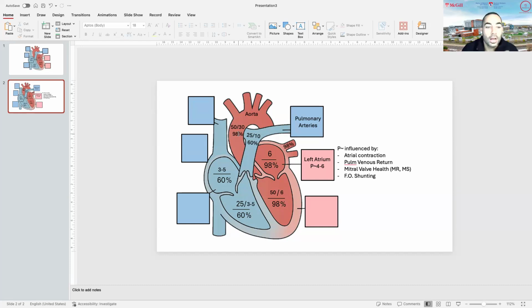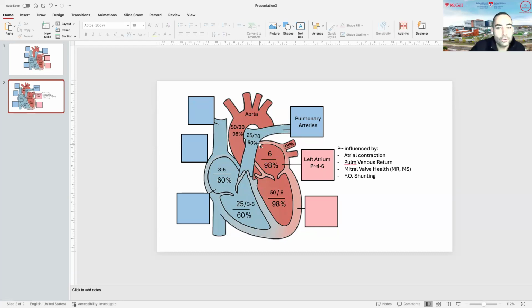So if you have a small hole versus a big hole, and you have a small amount of volume entering from the right atrium to the left atrium, or a big amount of volume going from the right atrium to the left atrium, well, that may also influence your left atrial pressure because you get flow coming back from your right atrium.